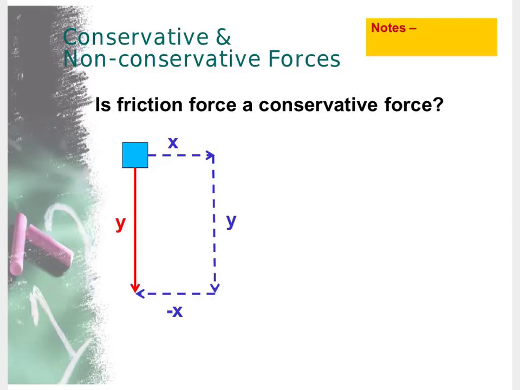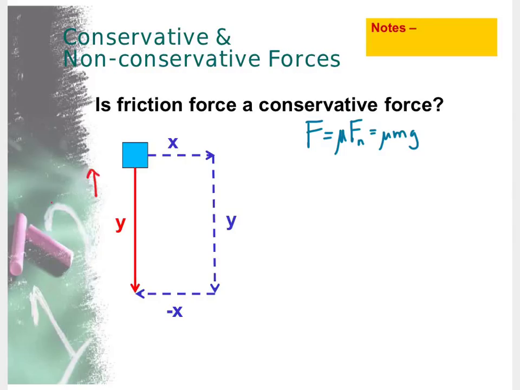Well, let's figure it out. We know that the force due to friction is equal to mu times the normal force. And we're going to assume that we are looking down on a tabletop, so the normal force is equal to the force due to gravity. So our friction force is equal to mu times m times g. So let's calculate the amount of work that our friction force does along this path.